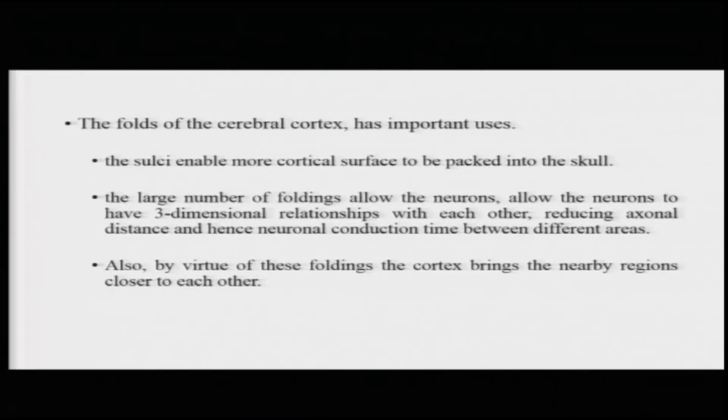Now, the folds of the cerebral cortex, these ridges, have a very important use. In fact, they have several important uses. The sulci, or these folds, enable more cortical surface to be packed into the skull. It is like a sheet that has been convoluted and wrapped into this small skull of ours. This allows billions of neurons to be packed within the same area, which might contribute to the processing capacity that differentiates the human brain from some of the other mammalian brains.